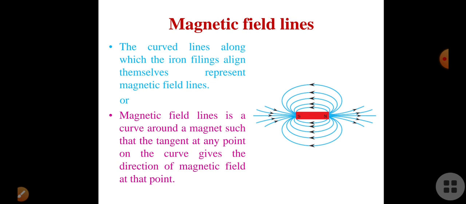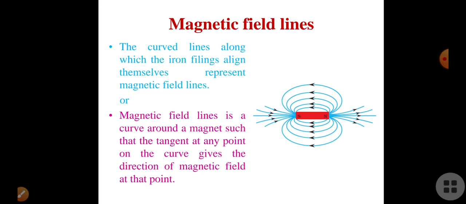And as we know, if we want to know the direction of a curve, how do we find it? In mathematics we studied that we put a tangent on that curve, and that tangent tells about the direction of that curve. So here this curve is representing the magnetic field. So we can define it in such a way also, that the tangent at any point on the curve gives the direction of the magnetic field. So these are two definitions. Whatever you find easy, you can learn it from the examination point of view.